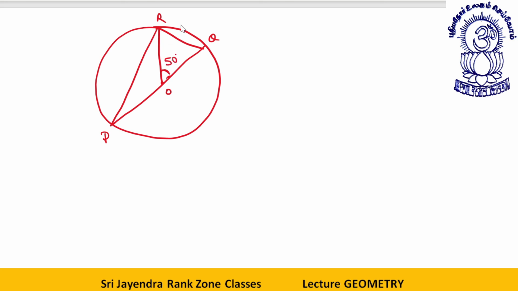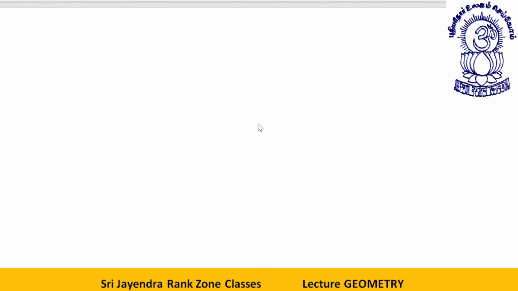Now the simple property. What is the simple property? If this chord subtends an angle of 50 degree at the center, at this point it will subtend an angle of half of 50 degree, that is 25 degree. Okay, let's move ahead. Let's take the next one.